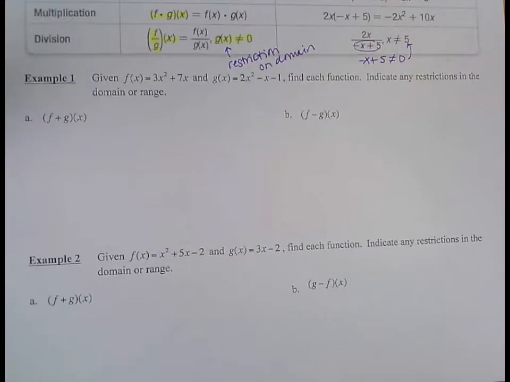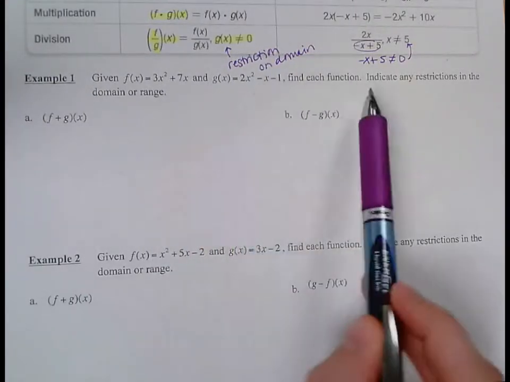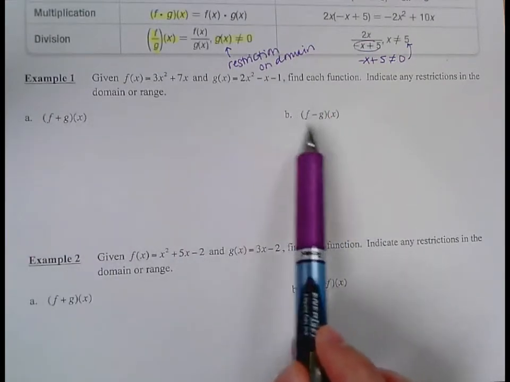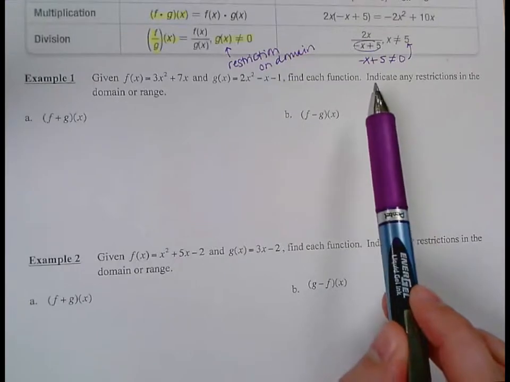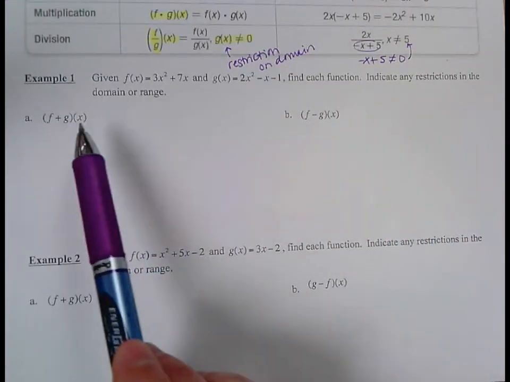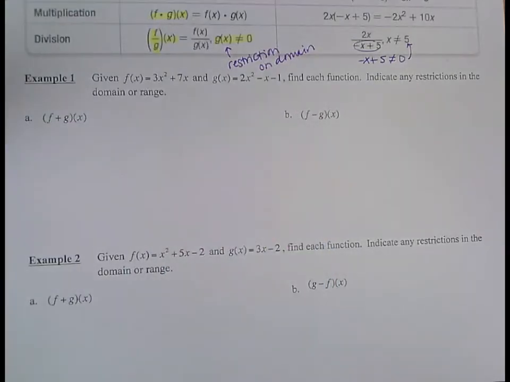So in example 1, we're given two functions f and g, f of x, g of x, and it says find each function. So we're finding f plus g of x and f minus g of x. So it does say, and it will say in all the directions, indicate any restrictions in the domain or range. For addition and subtraction, there are no restrictions. So you don't even need to worry about that for these two.